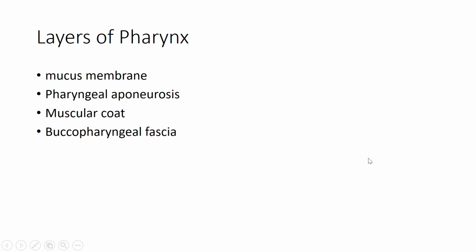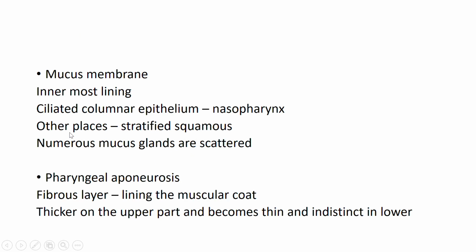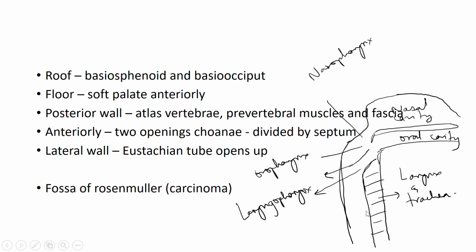All right, now moving to the layers. From within outwards, the first layer is the mucous membrane, then you have the pharyngeal aponeurosis, the muscular coat, and the buccopharyngeal fascia, which is the outermost. Now the mucous membrane in the upper portion, in the nasopharynx, is ciliated columnar epithelium, and in the lower portions it becomes stratified squamous. This layer has numerous mucous glands, and that's why whenever we have pharyngitis, this can lead to expectoration. Then we have the pharyngeal aponeurosis. This is a fibrous layer, and it lines the muscle coat. It is thicker in the upper part, and becomes thinner as it goes down.